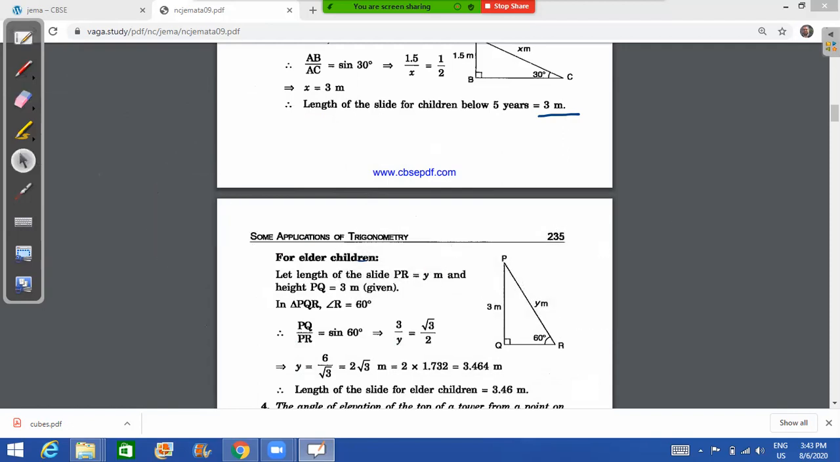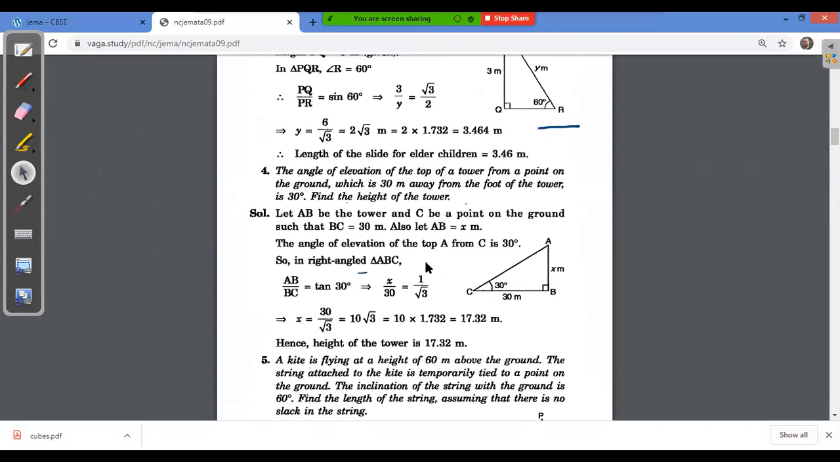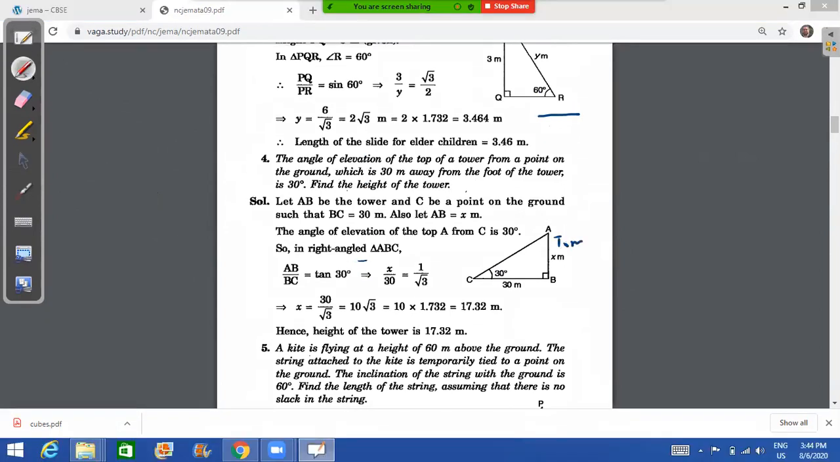Okay, so let's move further to question number 4. Another easy question here. The angle of elevation of the top of a tower from a point on the ground, which is 30 meters away from the foot of the tower. So this is our tower, and you are going to a point 30 meters away and looking at the tower, and that angle is given as 30 degrees. The question is very easy: find the height of the tower. So the base is given, and you have to find the perpendicular.